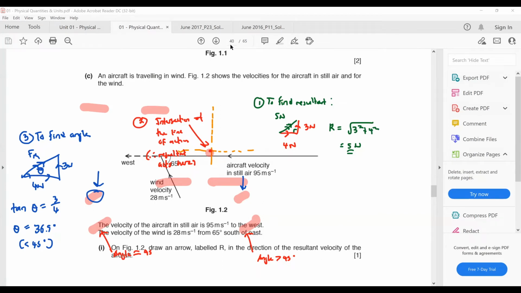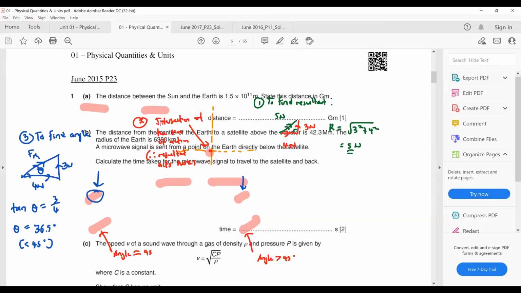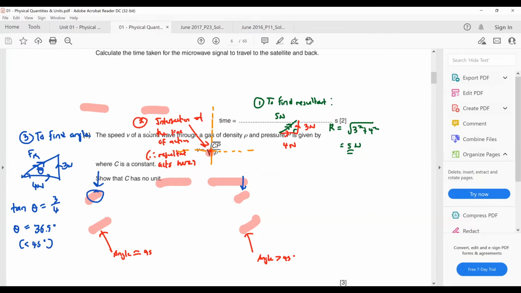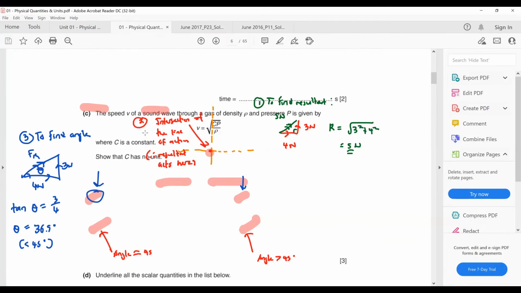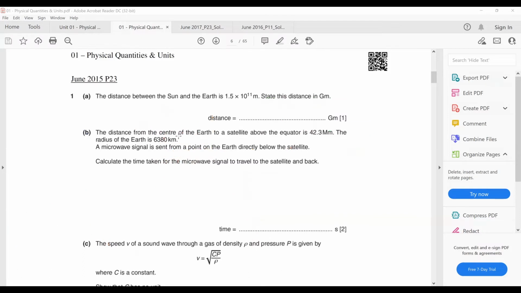Page 6. Okay, page 6. Question 1. Okay. Page 6, question 1. Okay, so let me address that one. Page 6, question 1. A, B, C. Question D was okay. All right. Okay, right. So let's go through this one. Okay, page 6, question 1.